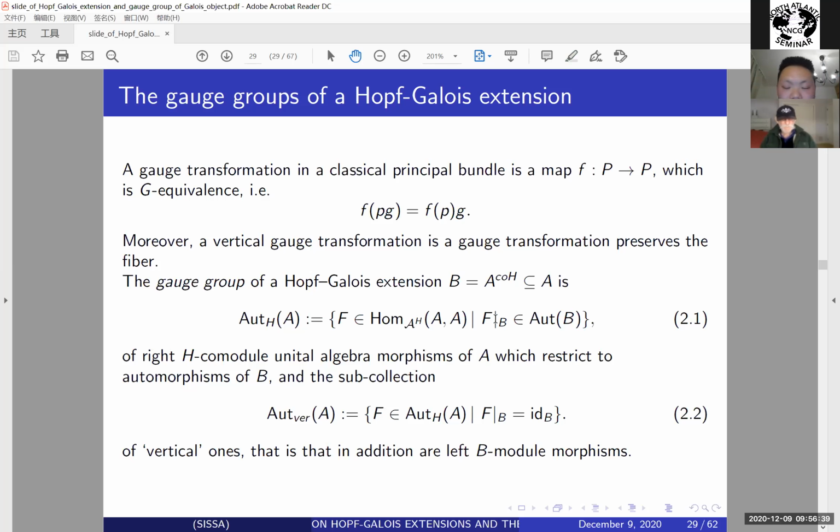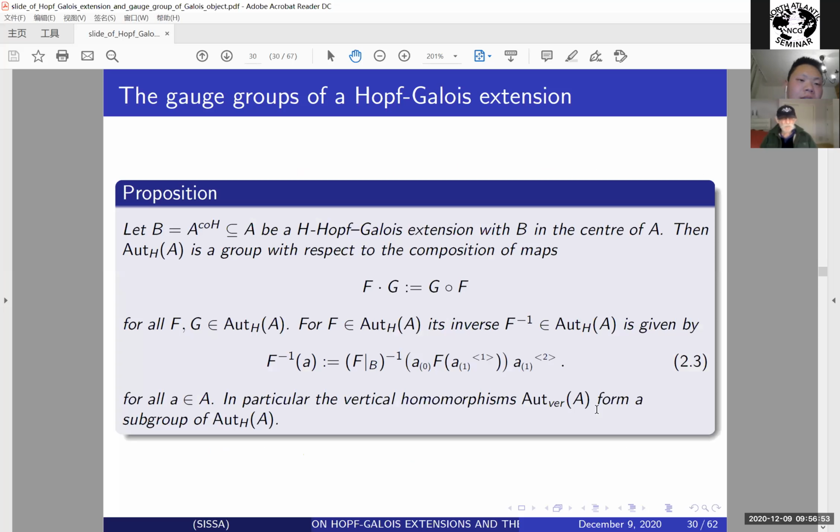That's why we have the restriction of F on B. It belongs to automorphism. Oh, yes. B. Yes. Agreed. And then we have the vertical one is a restriction on B equal to identity on B. Yes. Yep. Thanks for the comments. Yep. Okay. And now we're good.